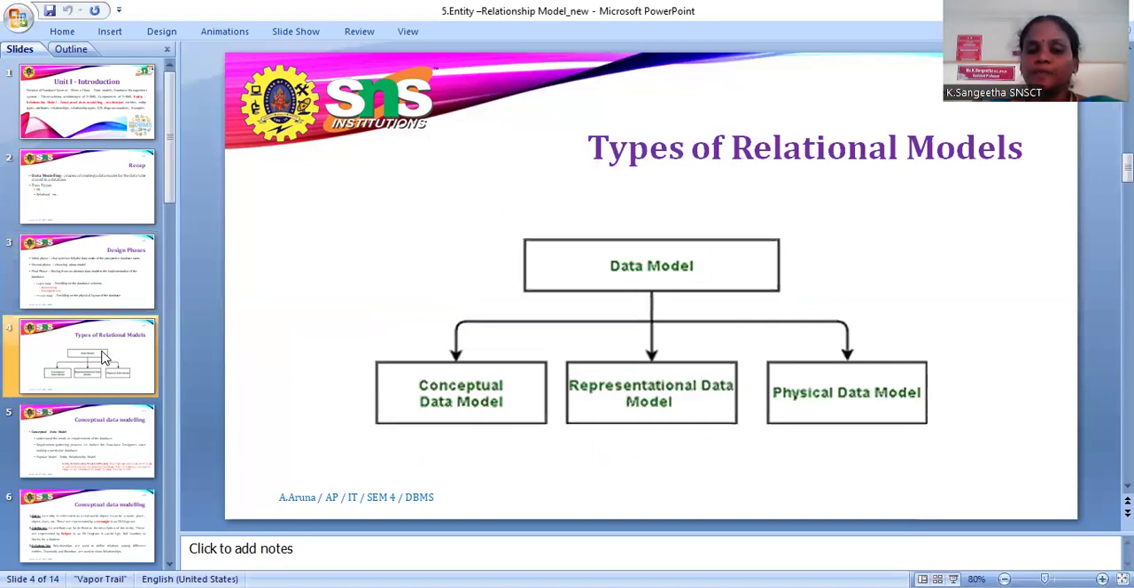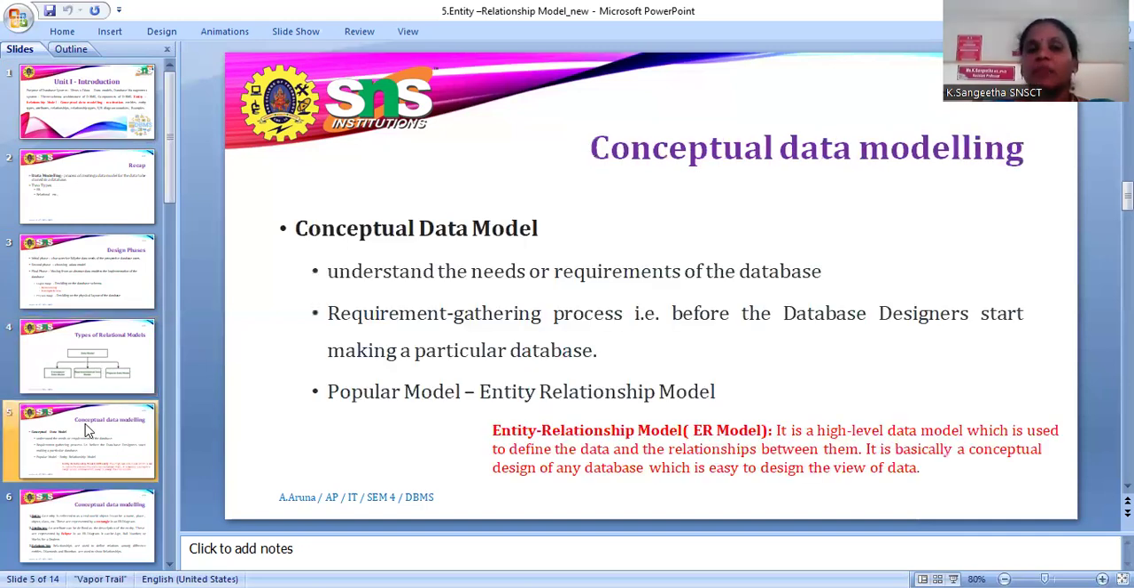There are three kinds of data models: conceptual data model, representational data model, and physical data model. Let me discuss the conceptual data model. It understands the need of the customer or the requirement of the user. After gathering the requirements from the various users, we have to start designing the database. The very popular model for the conceptual data model is the entity relationship model. It is a high level data model which is used to define the data and the relationships between them. It's basically a conceptual design of any database.